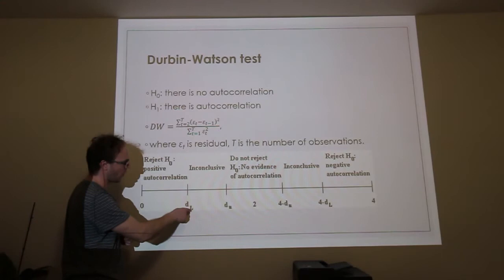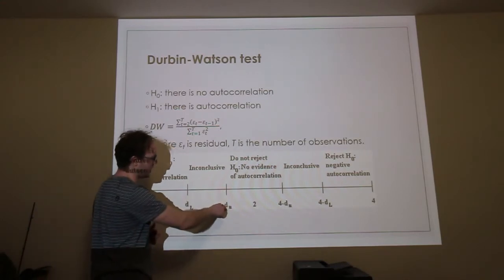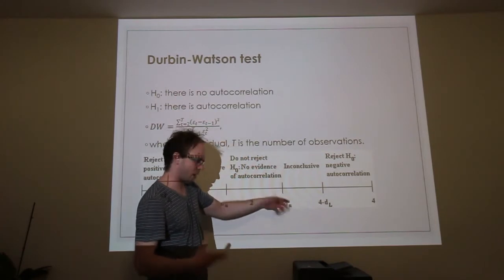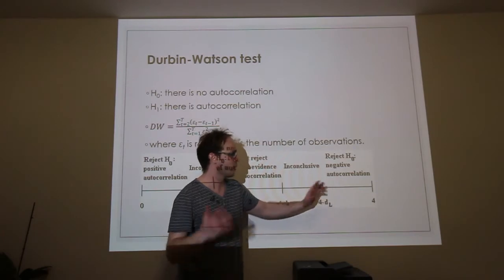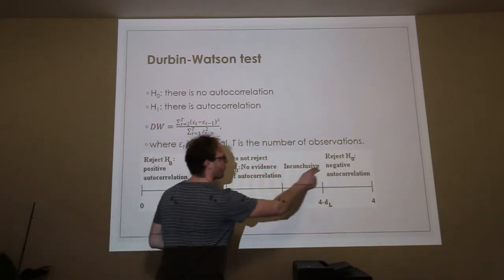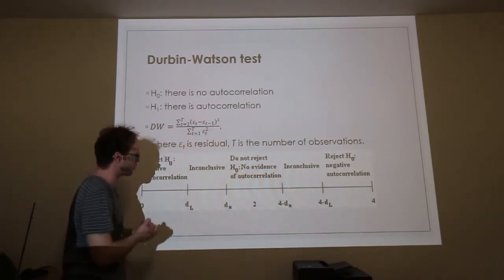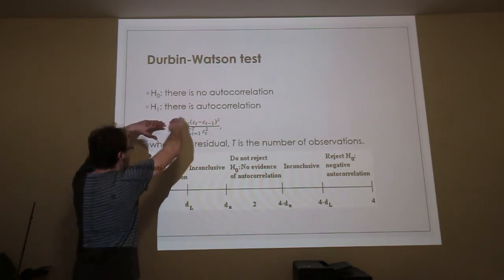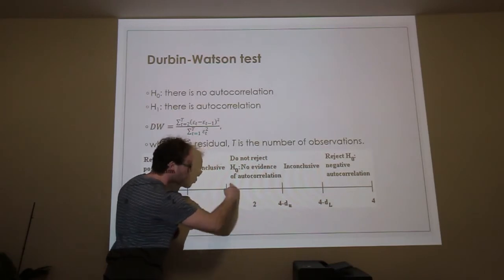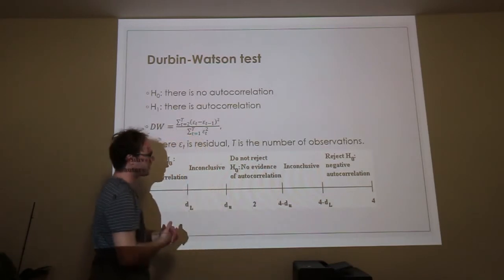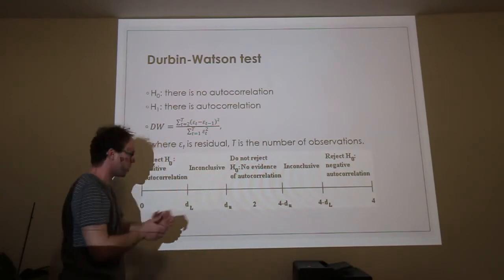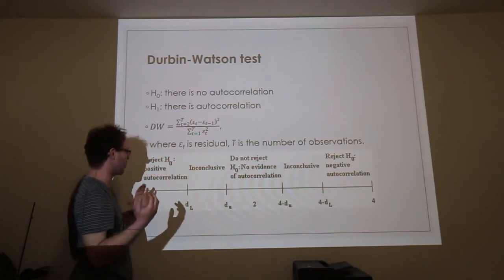position d lower and position d upper. And we can calculate 4 minus d upper and 4 minus d lower. Now we have 5 fields in this distribution. If the Durbin-Watson test statistic is close to 2, inside this field, there is no autocorrelation in the data set, no autocorrelation of the first order.